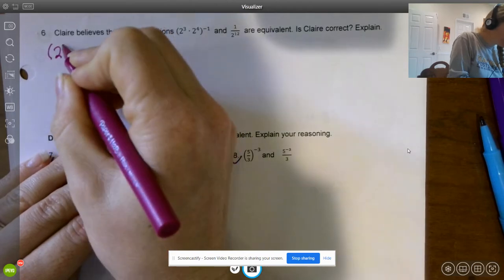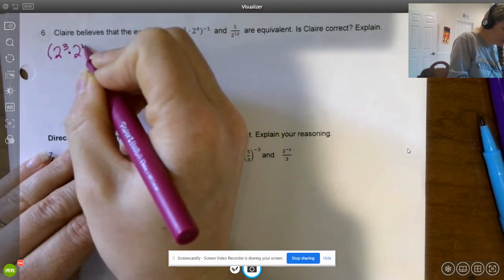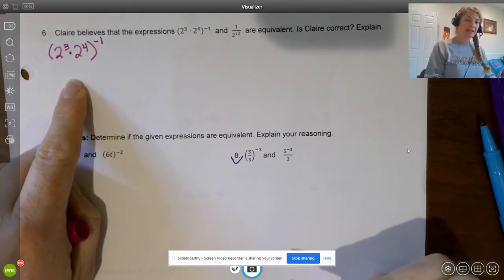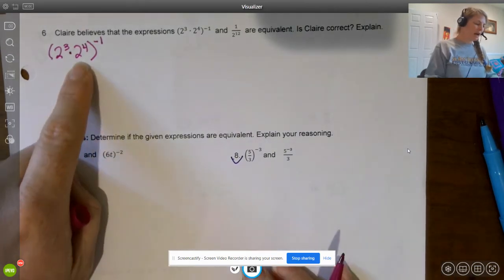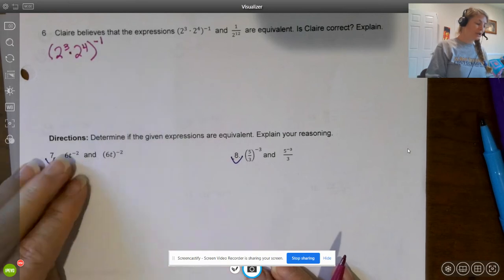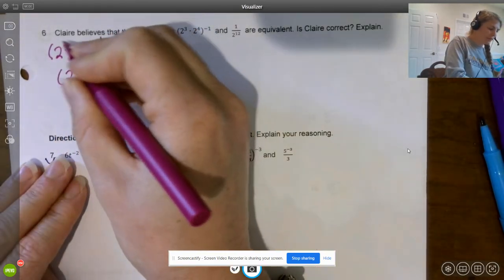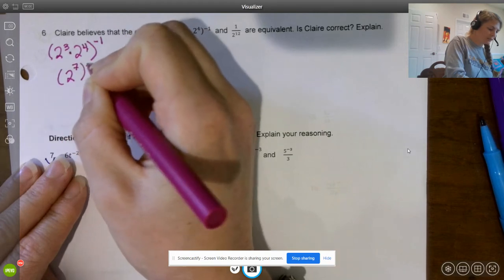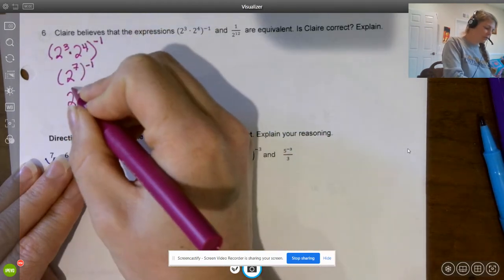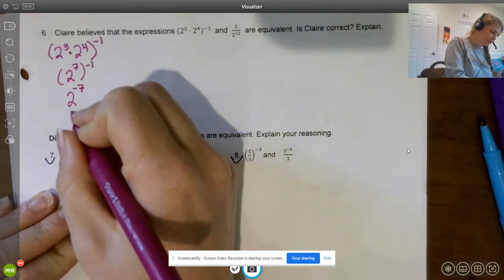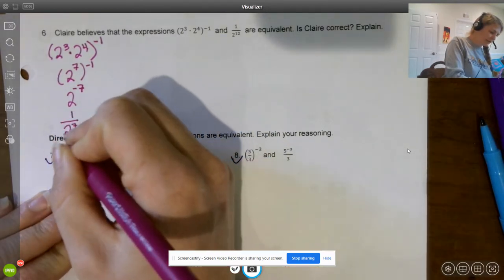So 2 to the third times 2 to the fourth, all to the negative first power. We can simplify what's inside these parentheses first. So this is a product of powers. So we have a total of 2 to the 4, 5, 6, 7th power to the negative first. So this is 2 to the negative 7th power, which we cannot leave as negative exponents. So this is 1 over 2 to the 7th power.